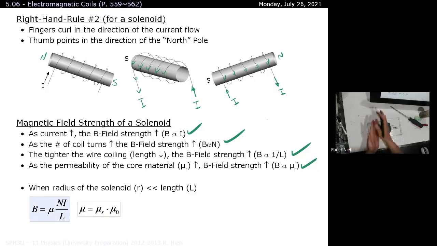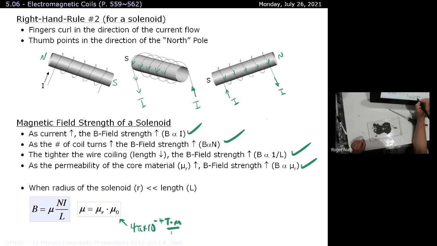Yeah, mu does expand out. You don't need to know this, but mu does expand out to mu r times mu naught. If you recall, mu naught is a constant. It's 4 pi times 10 to the -7 Teslas times meters over amperes.